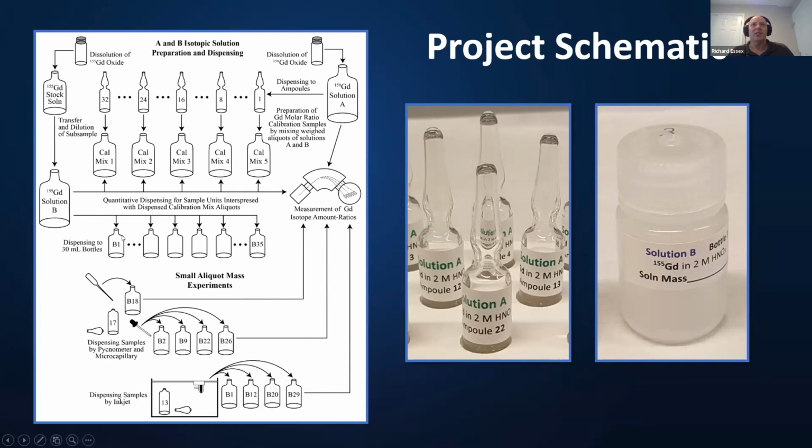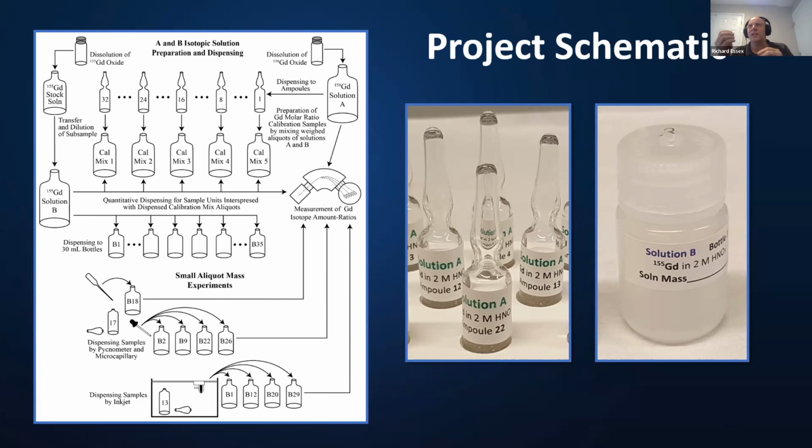But we also made calibration mixes of these, where we selected ampules and took half a gram of solution from that and added it to, as I mentioned, between 40 and 50 grams of the other material. Well, we did the mass spectrometry on both the end members and the calibrants, and then we did the experiments where we dispensed small amounts of this 158 gadolinium into these larger amounts of the 155. We did 3 different measurements. One was just a pycnometer measurement.